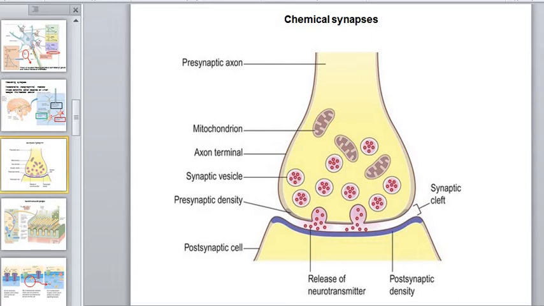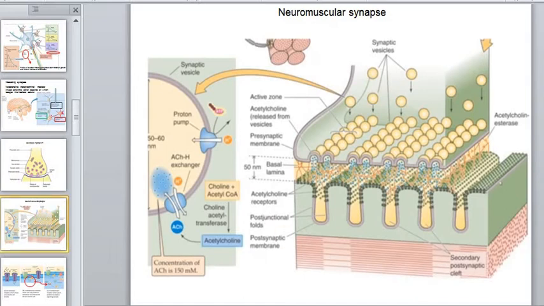The postsynaptic membrane has protein channels. Here they are in the blue line. These protein channels are called receptors, and they are more abundant here than in other parts of the cell. The presynaptic side is before the gap, the synaptic cleft, and the postsynaptic side is after the gap. Here you see the neuromuscular synapse.